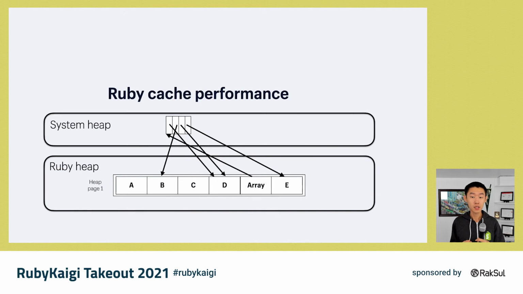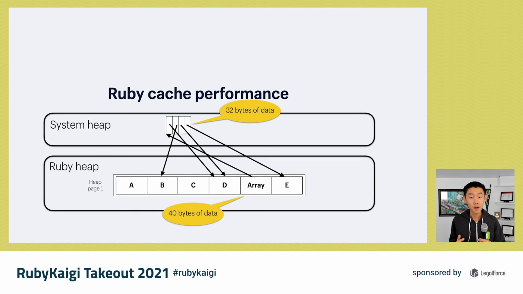Let's see the cache performance of the current Ruby implementation. Let's use the example of an array. In the current implementation, the array points to a region of memory in the system heap acquired through malloc to store the contents. Our array has 4 elements, so we need 4 pointers to Ruby objects. Since each pointer is 8 bytes on a 64-bit system, we need 32 bytes of memory.